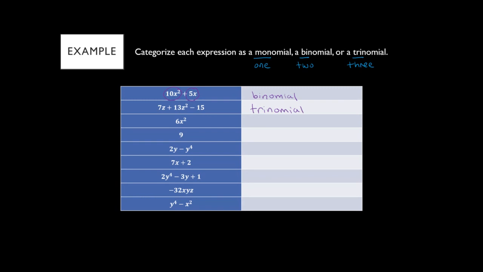Then underneath we have 6x squared. So that's just one term. We don't have any pluses or minuses. So that is a monomial, because it's just got one term.